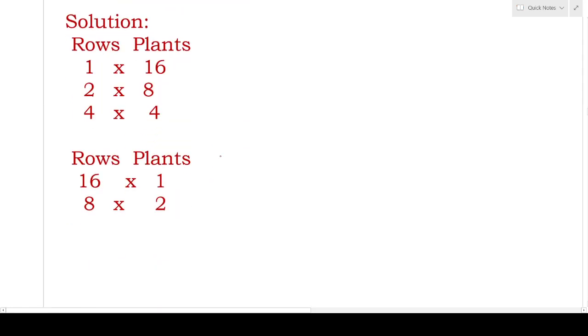Please go through this. Here you can see I have written 4 times 4, 4 rows, 4 plants, and it will be the same on this side also. So 4 plants, 4 rows will be the same here also. So I have written it one time only.